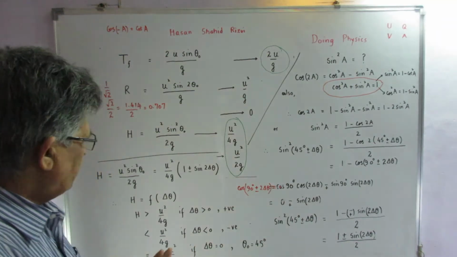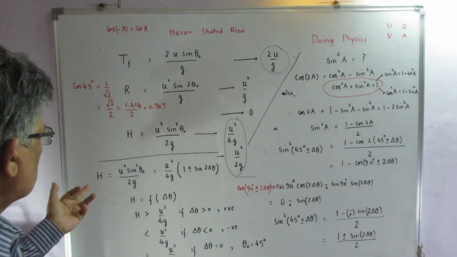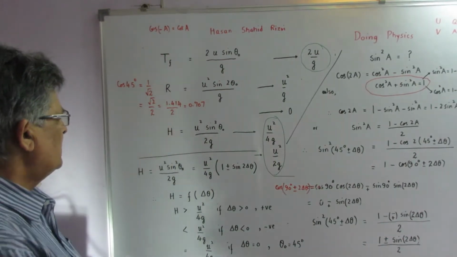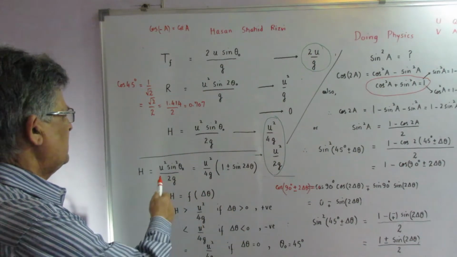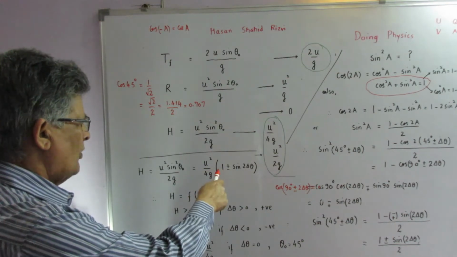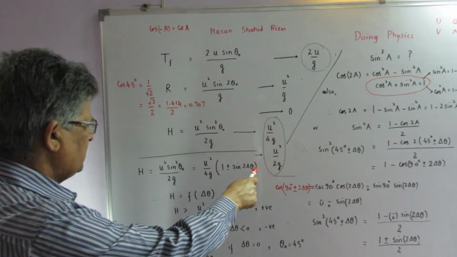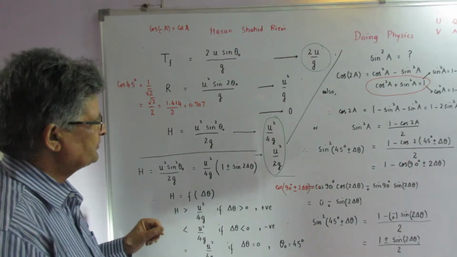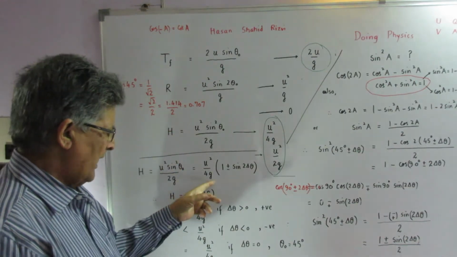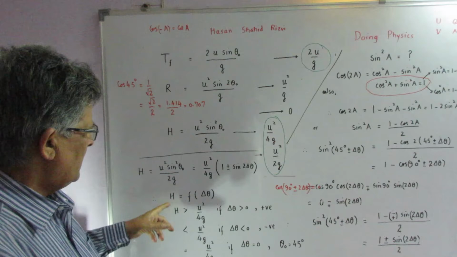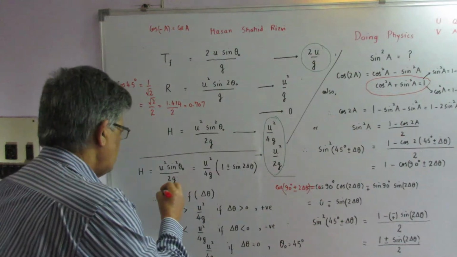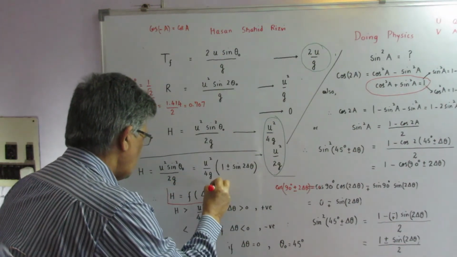Okay. If I now substitute this into my result for the height h, which I had here, I get u square upon 4g, because of that factor of 2, times 1 plus minus sine of 2 delta theta. So it shows that for a given u, and g being a constant, the height that it achieves becomes a function of delta theta.